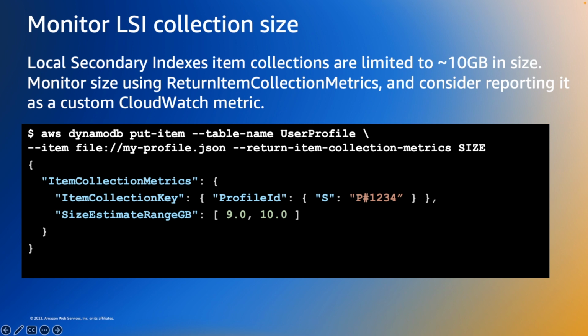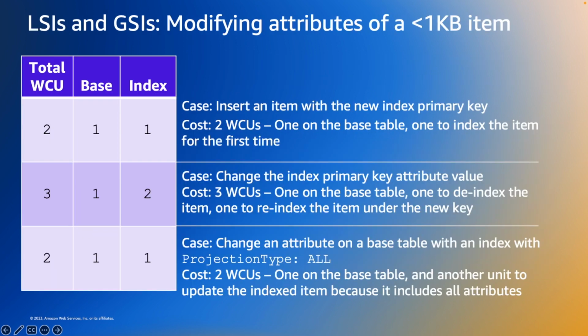Think of those things. Now, let's say you're modifying attributes on your LSI. You may be changing the primary key of an LSI. How many capacity units would that consume? How about how many capacity units would that consume for a global secondary index in that case? So imagine you're inserting an item in the base table and you're indexing it. If it's under 1 KB, you're going to be consuming 2 WCUs. 1 WCU for the base table, 1 for the index.